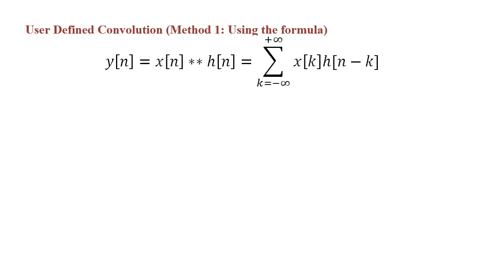Now we'll start with the first method to implement our own user-defined convolution function. The first method depends on using the formula for convolution. Initially, we can tell that we're going to need two for loops. The first one is to iterate through each element in the convolution result. The second for loop is for the iterator variable k.